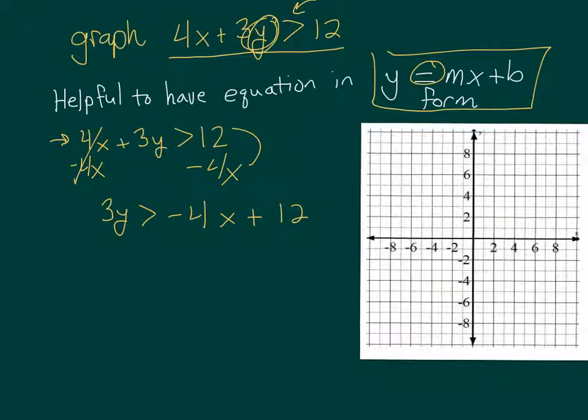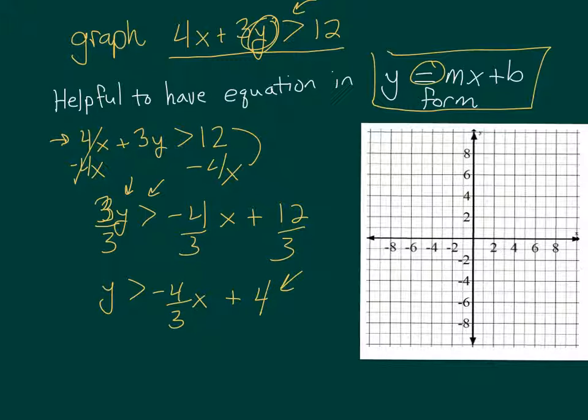And then we're going to divide everything by 3 so we can finish getting that y by itself. Another reminder with these inequalities, if I were dividing by a negative number, then this would flip directions. Instead of a greater than, it'd be a less than. But I'm not doing that here. This 3 is positive. So if I divide by 3 and divide by 3 and divide by 3, we end up with y is more than negative 4/3 x. So we know our slope is negative 4/3, plus 12 divided by 3 makes 4.